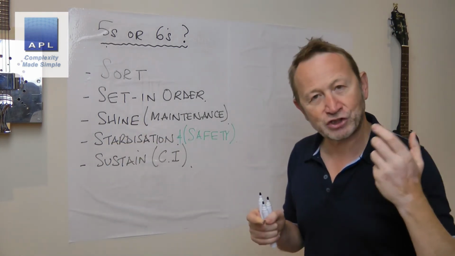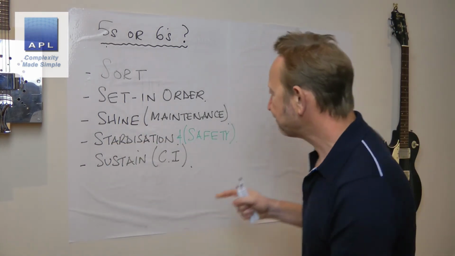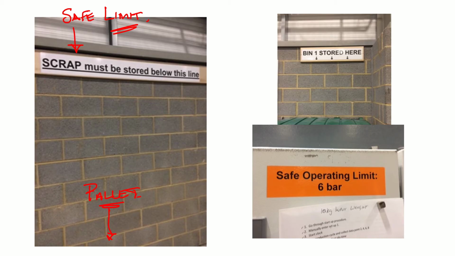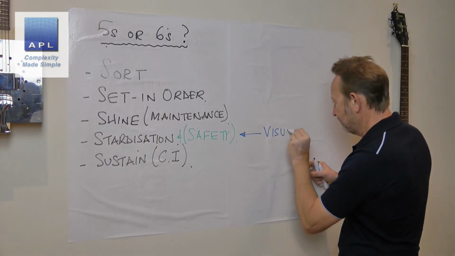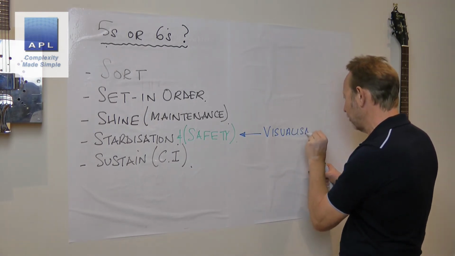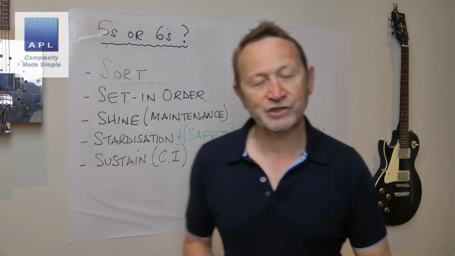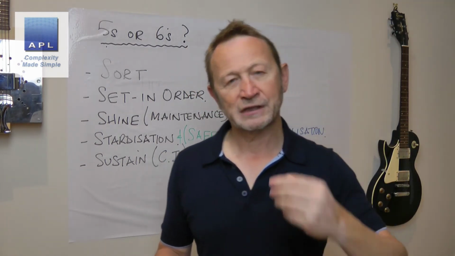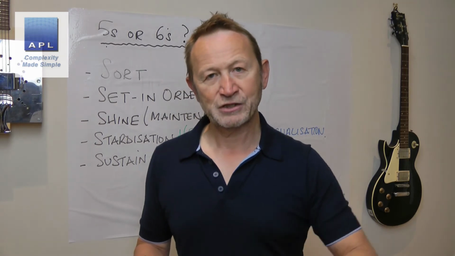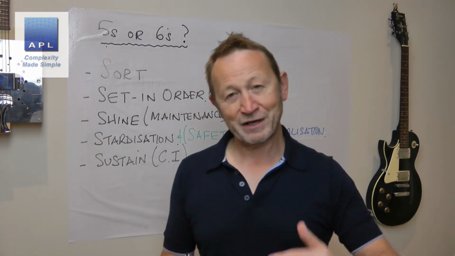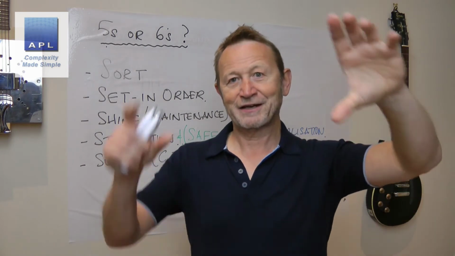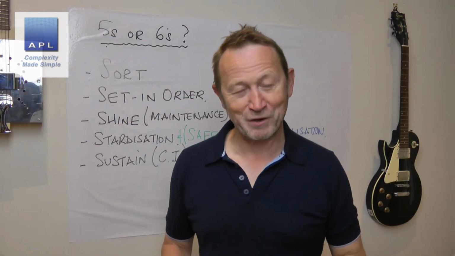linked to something that you've got to do. You've got to visualize your safety standards. That's what this is. What you're doing here, it's visualization. When you do standardization, it isn't about setting a rule, it's about visualizing the rule. So it's about saying, by the way, there is a limit to the height of this pallet, and here's the sign that tells you where the limit is.